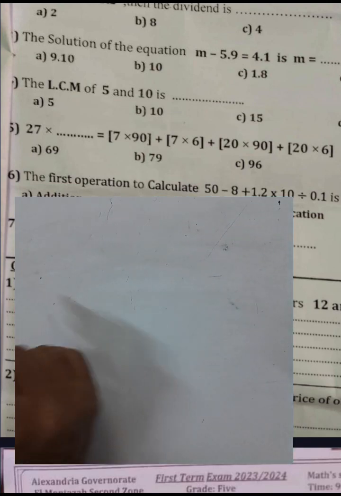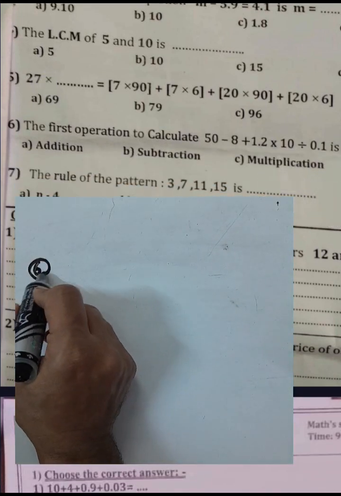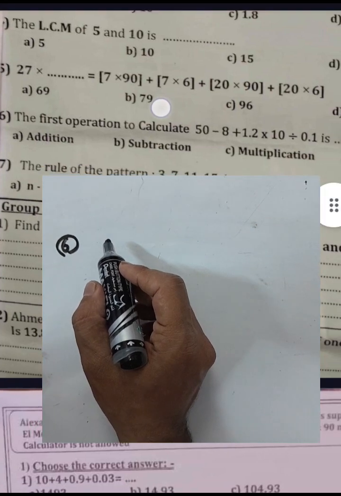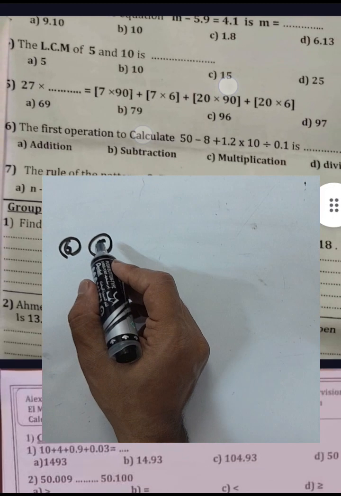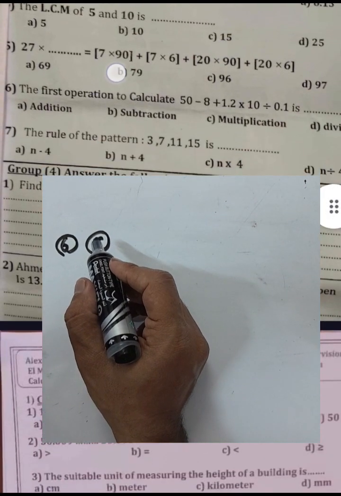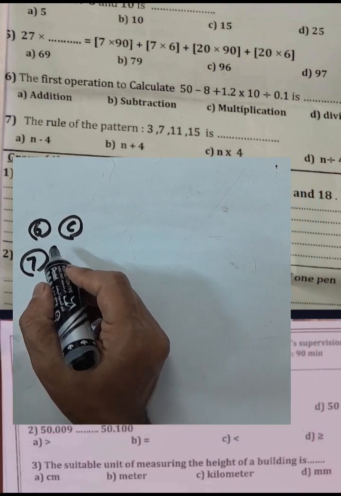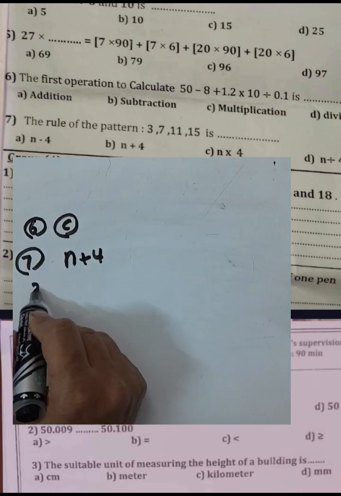Okay. Number 6, the first operation. We can find here the first operation is multiplication. The first step here is multiplication. Okay, multiplication first. Question 7. The rule of the pattern 3, 7, 11, 15 will be n plus 4.